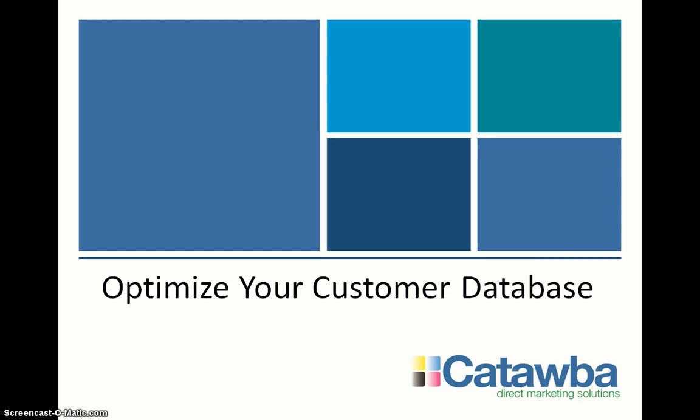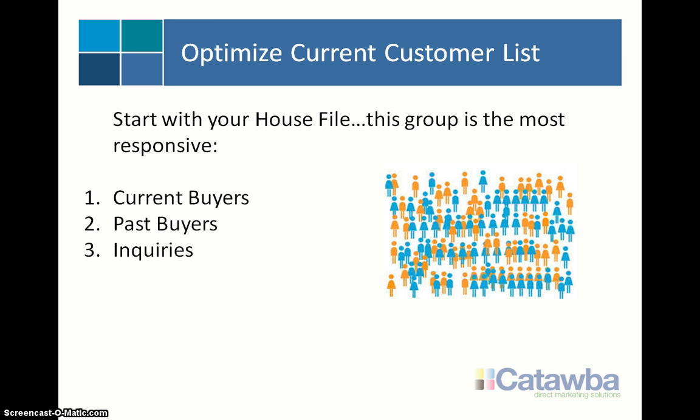So the first thing you're going to want to do is actually optimize your customer database. And your customer database is your house file. It is the group that is most likely to respond to any direct mail campaigns because they know who you are, they've heard of you, or they've had some type of inquiry about your company. So this is a list of your current buyers, your past buyers, and any inquiries. Hopefully you have some type of marketing CRM database system where you can log any people that have bought from you in the past, currently, or any inquiries that you've had.